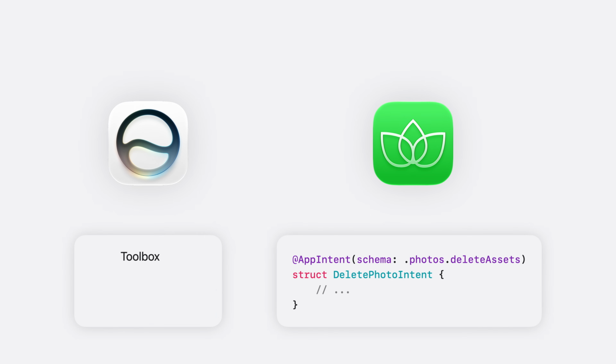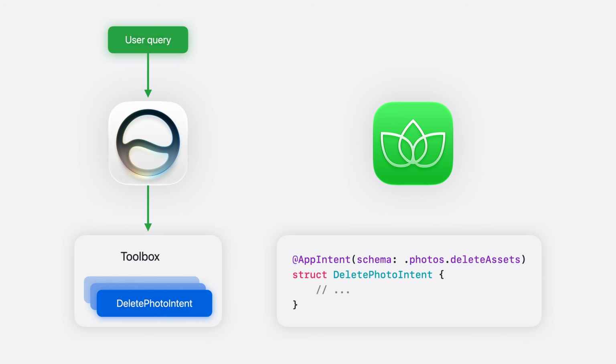As a quick recap, when an app intent adopts an intent schema, it becomes available as a tool to the Siri model. For example, here our delete photo intent adopts the delete asset schema from the photos domain. Conceptually, this adds our delete photo action into the Siri toolbox. And this allows Siri to reason over our tool definition and invoke it to service user queries.